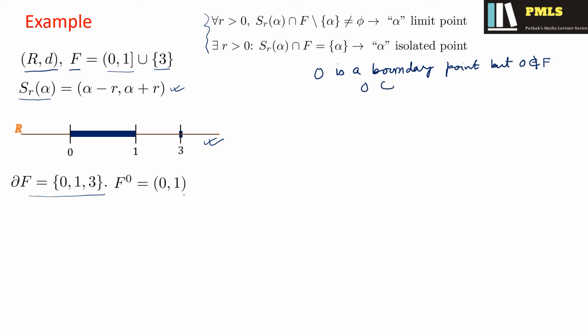So 0 cannot be an isolated point. Why? Because we know that all the isolated points are members of the set. So 0 being a boundary point is an adherent point, but is not an isolated point. So obviously 0 is a limit point of the set F.